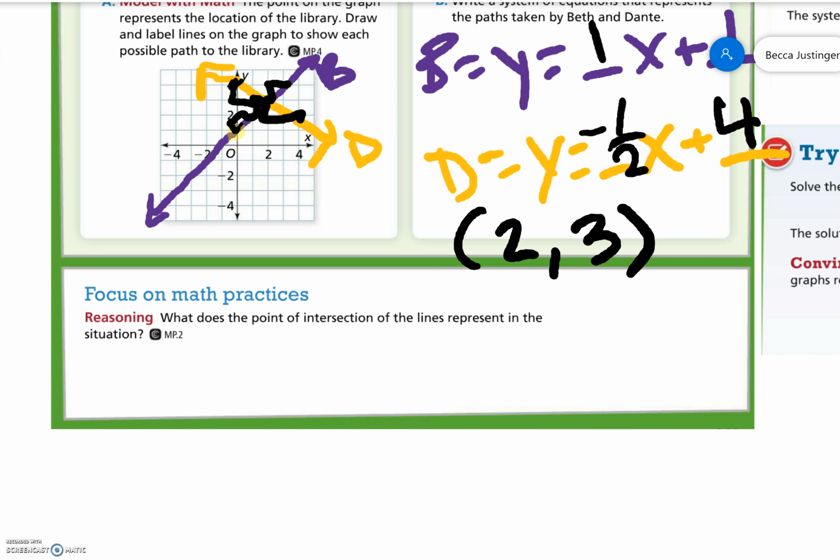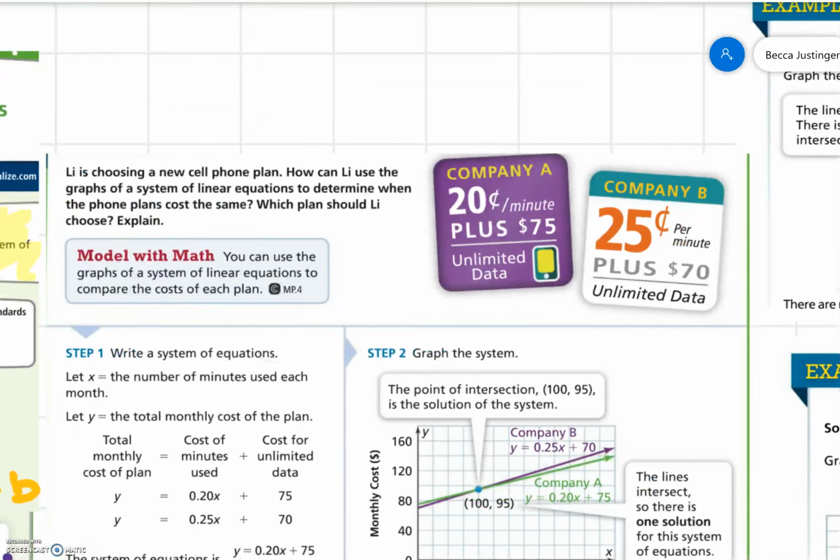What does the point of intersection of the lines represent in this situation? Well, in this situation, that's the library. It's where they both came from. But they go in separate directions because they're going to their homes. All right, example number 1.